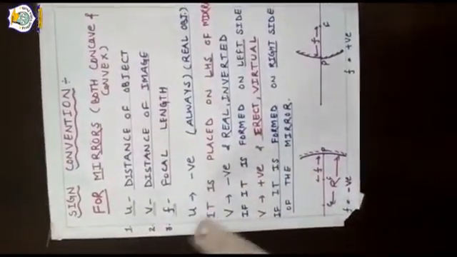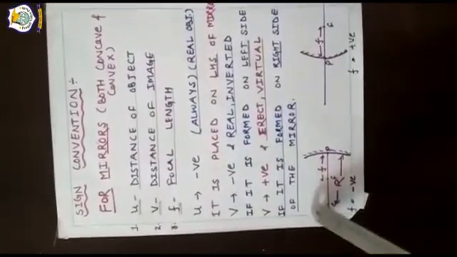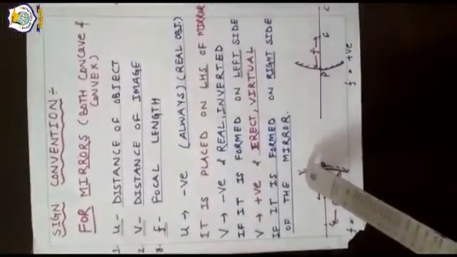Now the first sign convention is that all the distances in the direction of incident rays are taken positive and opposite to that are taken negative. Look at this figure. We always keep the object on left side and as we know the rays always start from object. So what will be the direction of incident rays? Left to right. It is very important to understand. Left to right is the direction of incident ray.